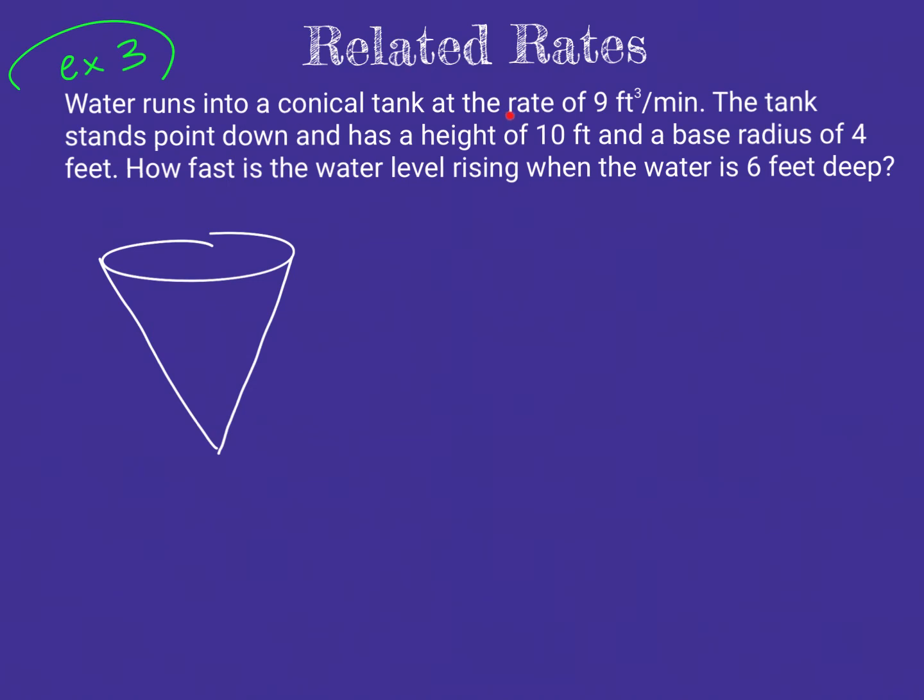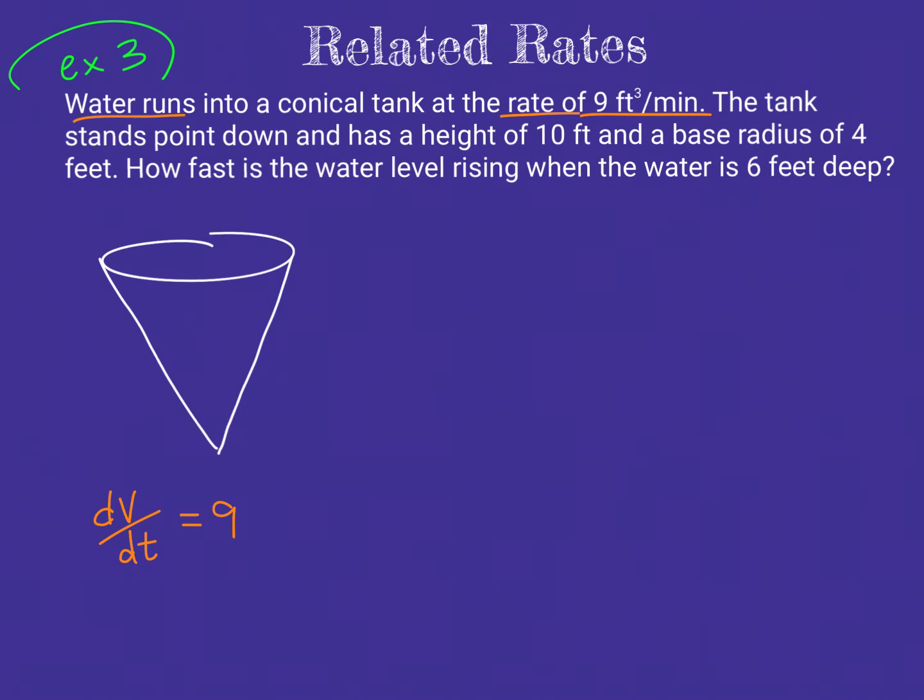We have water coming into the tank at a constant rate of change here, 9 cubic feet per minute, because the water coming in might be from a hose or something, and that rate's not going to change. But the rate of change of the height of the water will change. So let's write out what we know. We drew out the cone. We know that dV/dt, the rate of change of the volume with respect to time, is 9 cubic feet per minute.